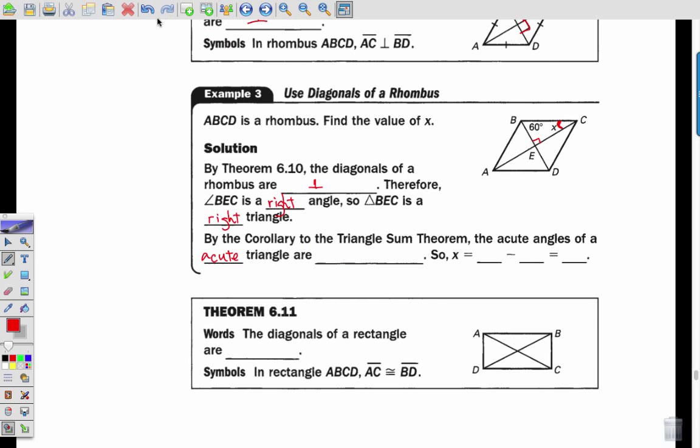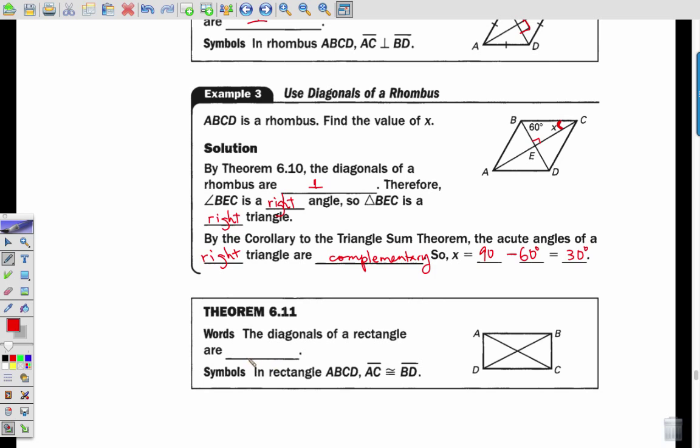the acute angles of a right triangle are complementary. So in this right triangle, BEC, the acute angles are this 60 degrees and x. So they have to be complementary. Remember, complementary angles form 90 degrees, like a corner. So therefore, since I want to know x, if I use 90 degrees minus 60 degrees, I should find my answer for x, which is 30 degrees. Okay?